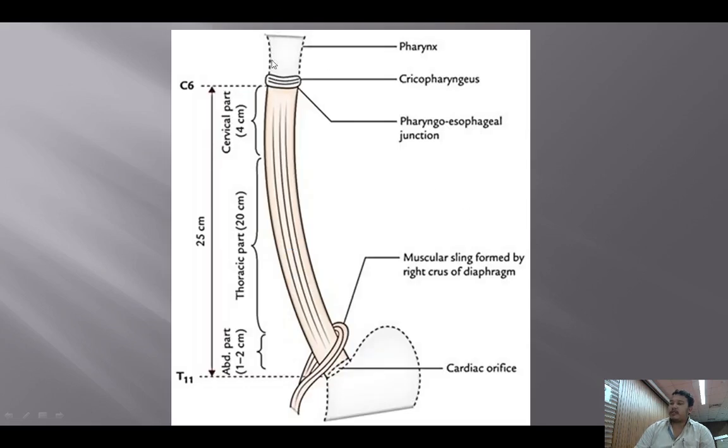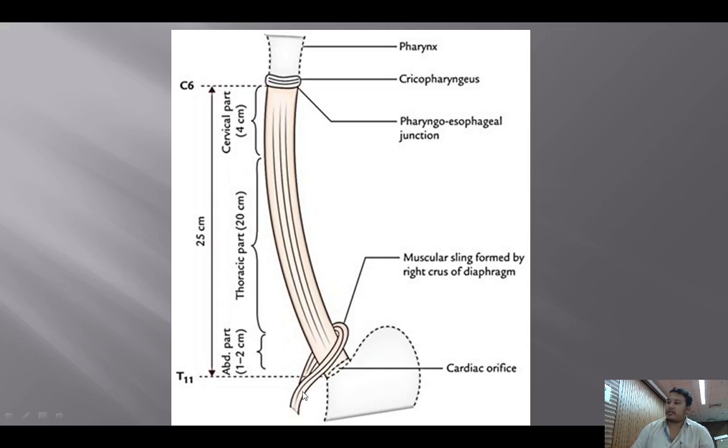So here you see it has different parts. The most superior part is, if this is the cricoid cartilage, this muscle, which is a part of the larynx, called the cricopharyngeus. This forms the superior sphincter of the esophagus. The first 4 centimeters is called the cervical part because it is in the neck. Then the next 20 centimeters is called the thoracic part, which is present in the thorax, and the last 1 to 2 centimeters is the abdominal part.